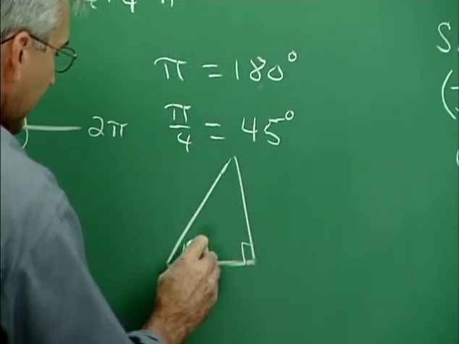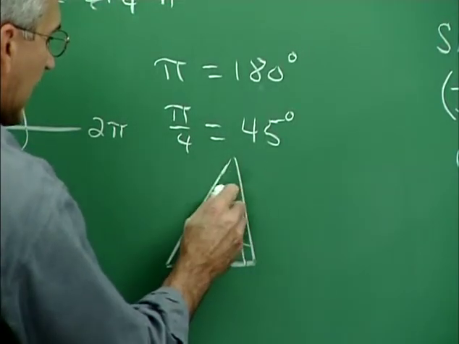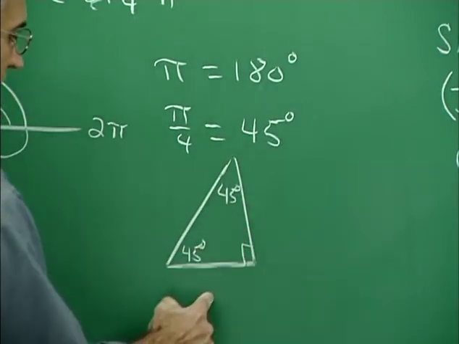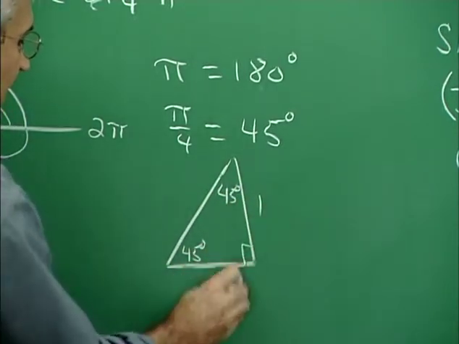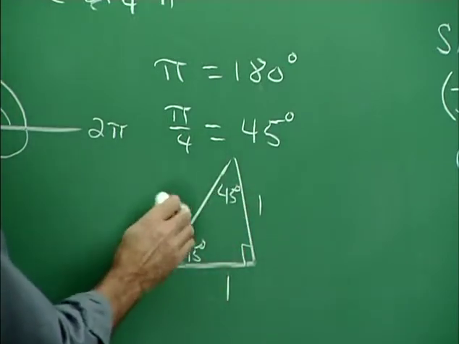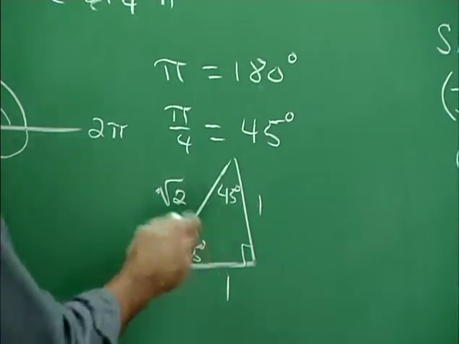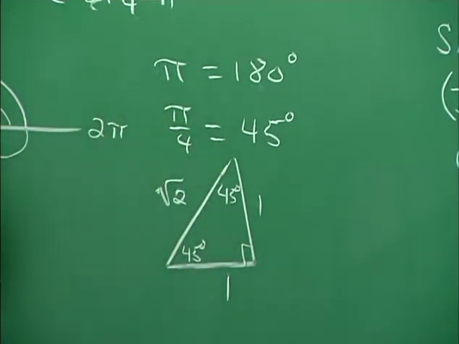Remember, if this is 45 degrees, then this other angle is 45 degrees. If the angles are the same, the sides opposite them are the same, so we made it easier on ourselves: 1, 1, and this turned out to be the square root of 2. Okay, oh, happy day. Now we're talking cosecant.